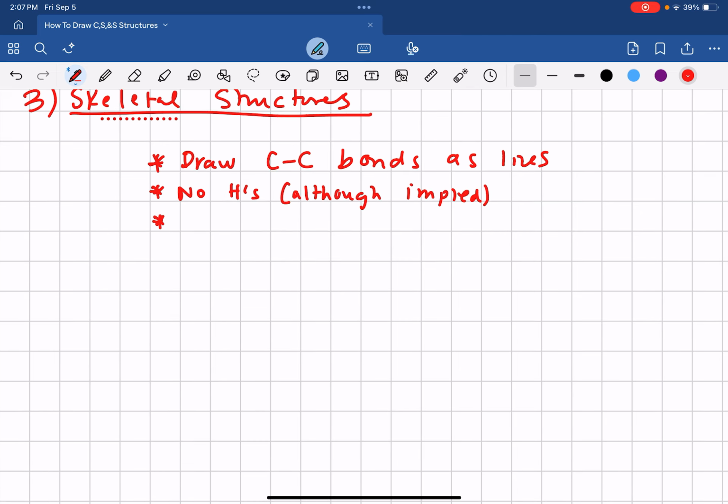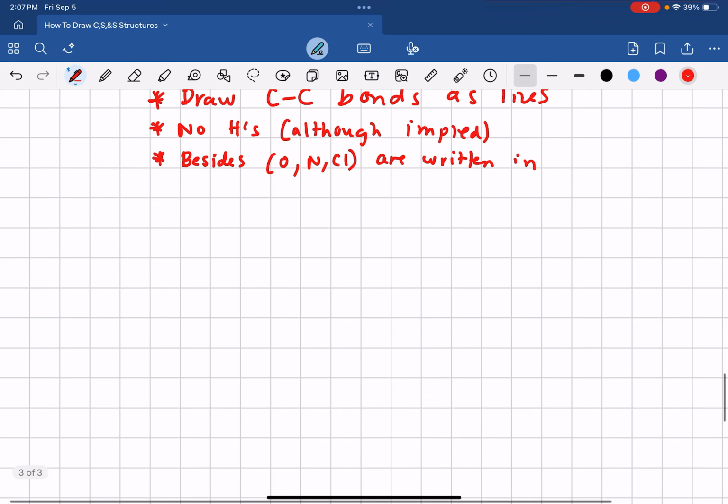However, atoms besides carbon or hydrogen, such as oxygen, nitrogen, or chlorine, are written in. The only thing that's implicit are hydrogens. So let's take our beautiful example of ethane, which is C2H6.